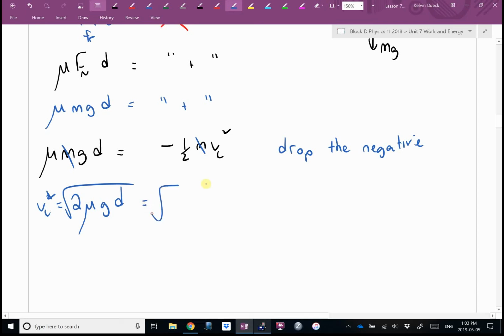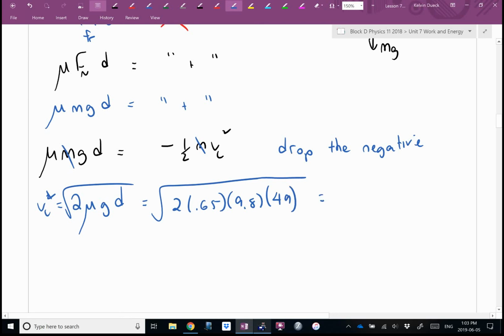So it's going to be the square root of 2. Mu was 0.65? g is 9.8. And the distance, what was the distance? 80 what? Sorry? 49. Not 89. 49.